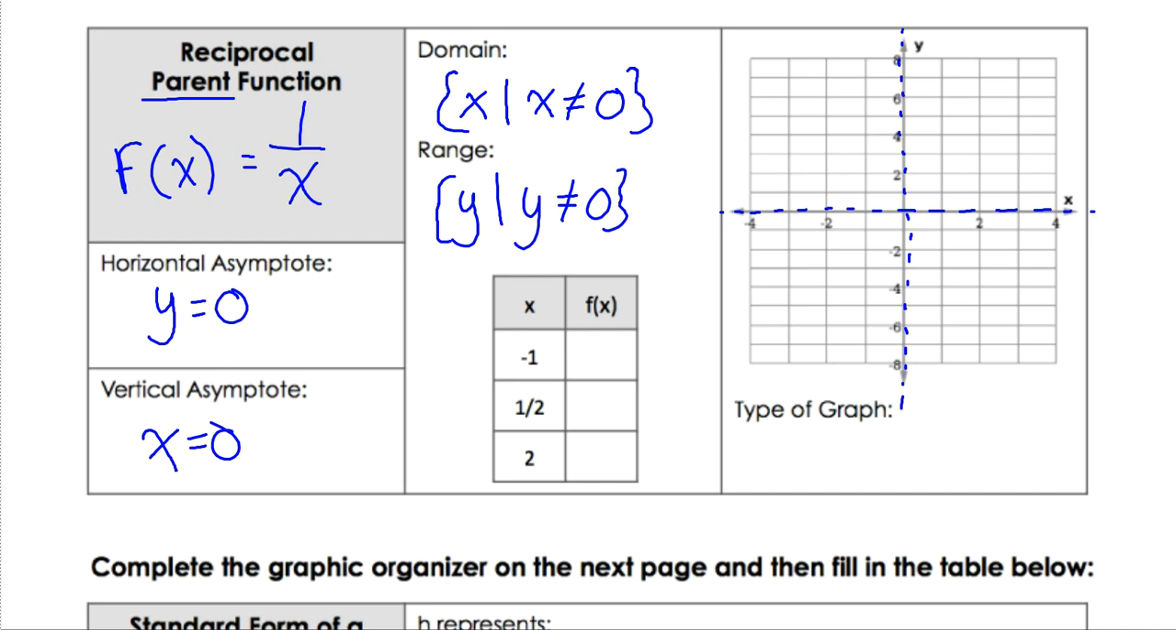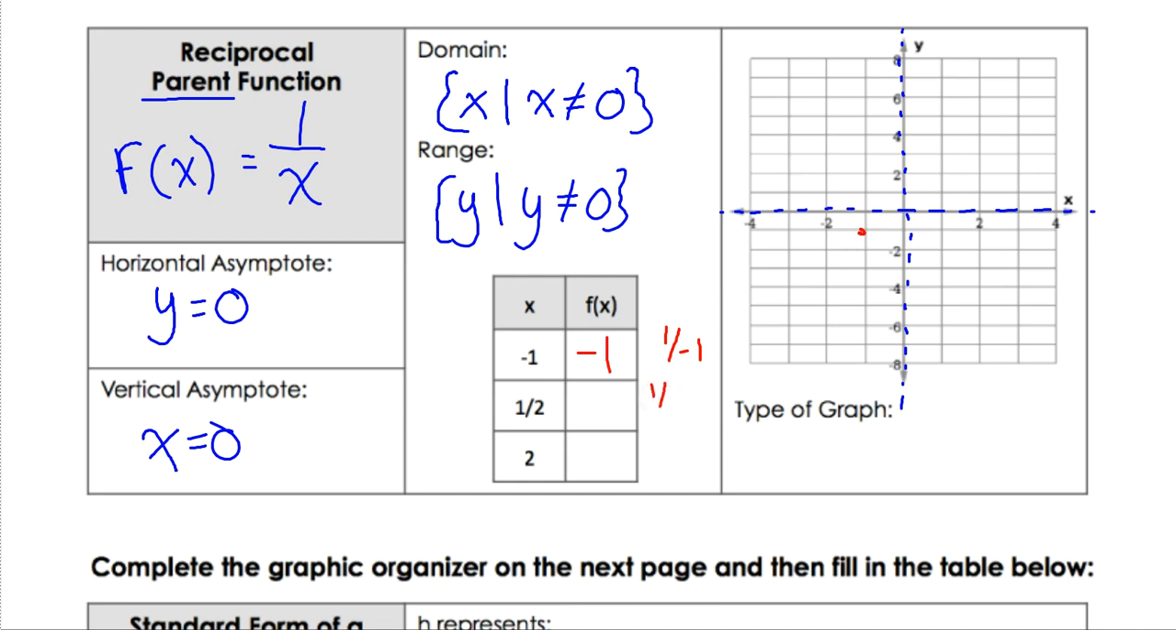In this case, we just pick some x values to plug in and see what happens. If I plug in -1 for x, we get 1 over -1, which would equal just -1. So on my graph, if I go to -1 and down to -1, I'd have a point there.